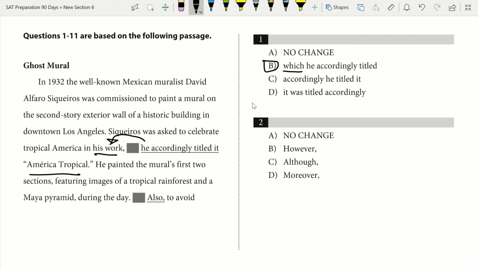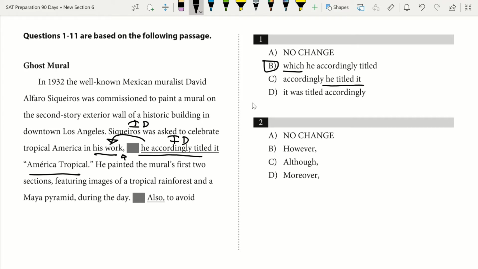Now, why can't it be C, D, or A? Well, if I look at A, I have he accordingly titled it American Tropical. That's an independent clause. Now, what came before that? Another independent clause. I can't connect 2 independent clauses with only a comma. I would have to have a comma and a fanboy, which I do not. Or I would have to have a semicolon. Okay, so A is incorrect because that's a comma splice.